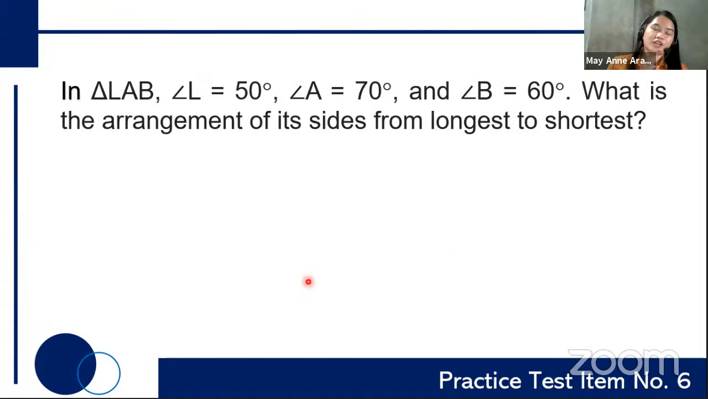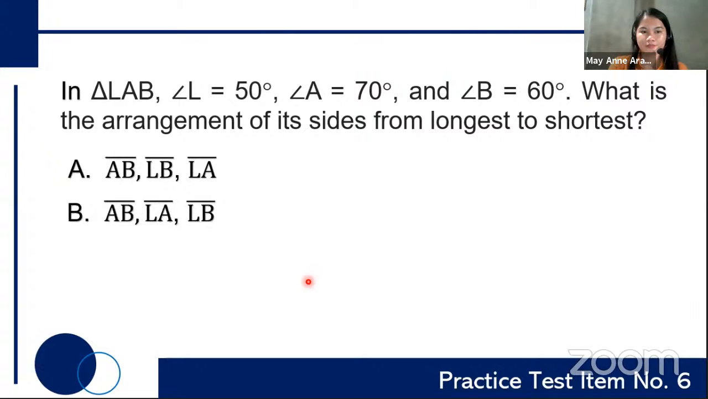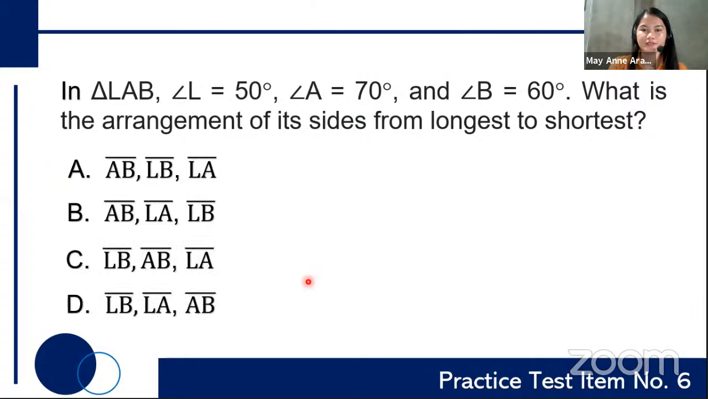Okay. In triangle LAB, angle L is equal to 50 degrees. Angle A is 70 degrees. And angle B is 60 degrees. So what is the arrangement of each side from longest to shortest? So we have A, B, C, and D. So these are the options. Take the arrangement of its sides. Sides ang i-arrange ha, from longest to shortest.